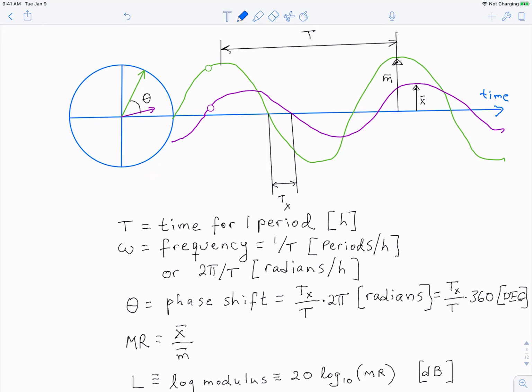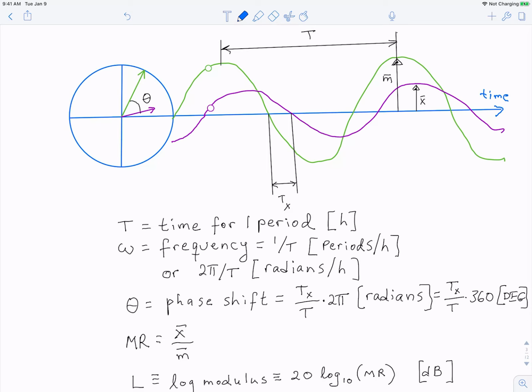If we assume that the green input curve has an amplitude of m units and the resulting output curve has an amplitude of x units, we can easily calculate the magnitude ratio, mr, as x over m. The magnitude ratio is most conveniently expressed as the log modulus, which is defined as 20 times the log 10 of the magnitude ratio. The log modulus has units of decibels.